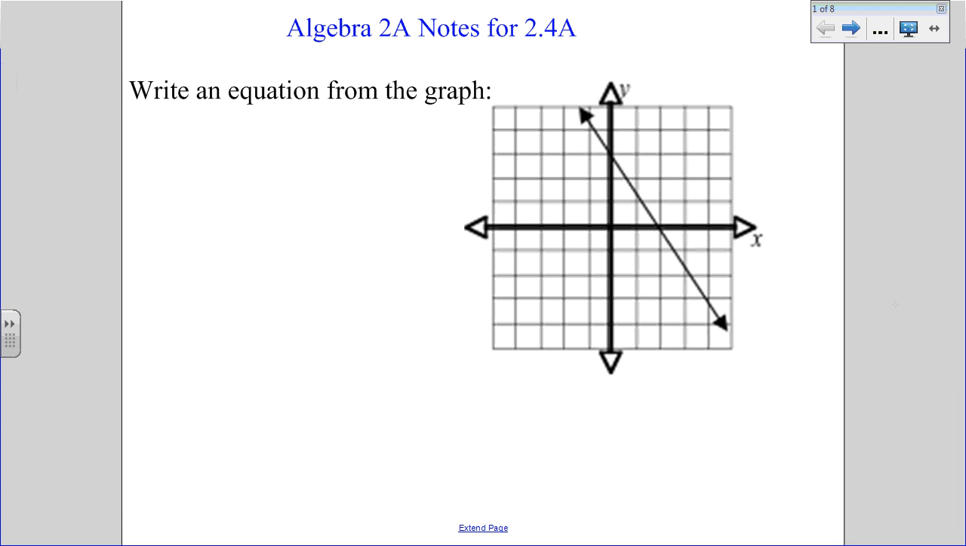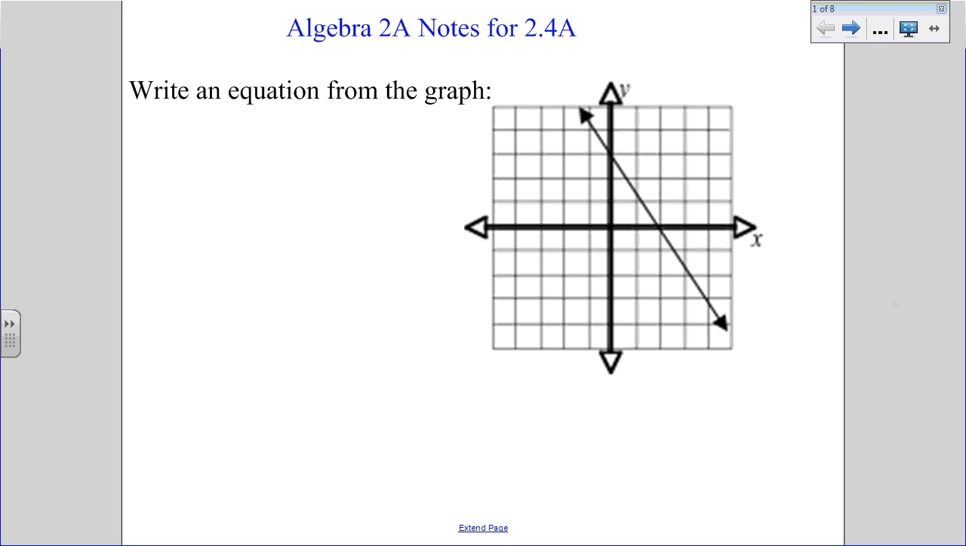Ladies and gentlemen, we're going to take a look at the first real set of notes that may need some explanation from Lesson 2.4. Lesson 2.4 is about writing equations of lines. We're looking at writing equations for linear functions. And so we want to be able to write equations from a couple of different points of view. The first point of view we're going to take a look at is writing an equation from a graph.